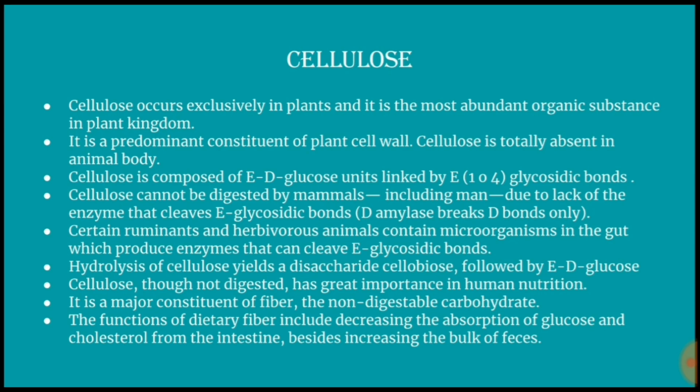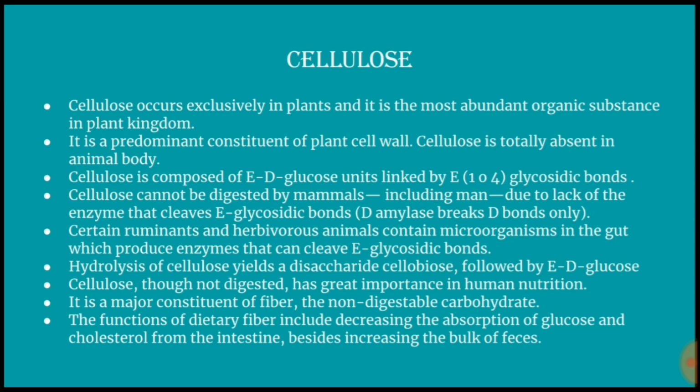That is the reason cellulose is not digested by mammals, but certain ruminants and herbivore animals can cleave the β-glycosidic bonds because they produce the enzymes that are involved in breaking down cellulose. So how is the cellulose hydrolyzed? It is hydrolyzed to produce the disaccharide cellobiose. So how is it digested? It is digested by the breaking of the β-glycosidic bond.